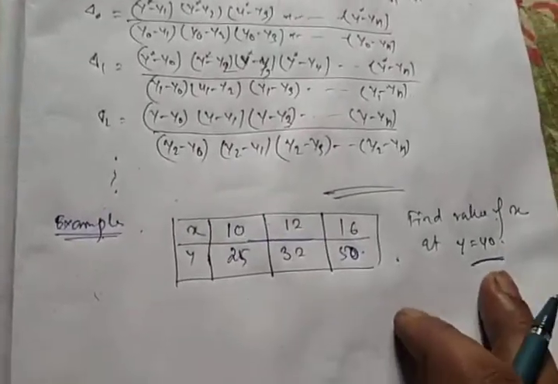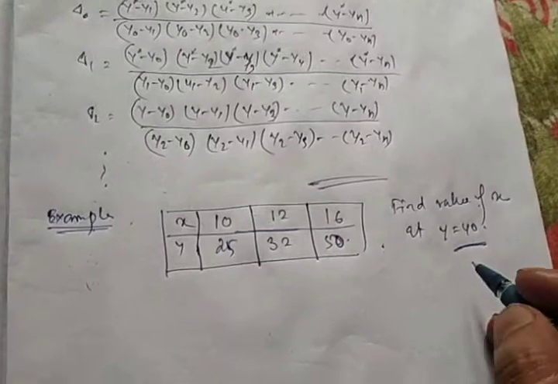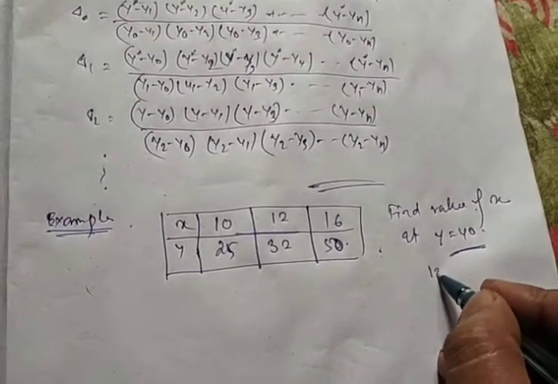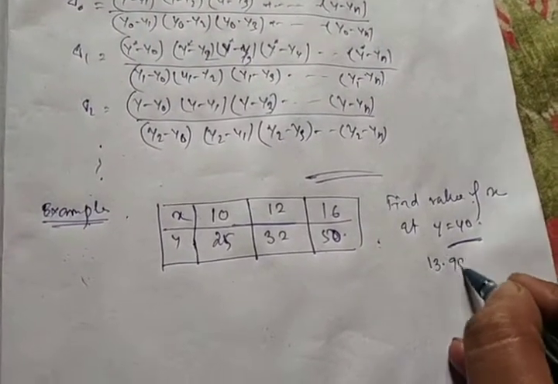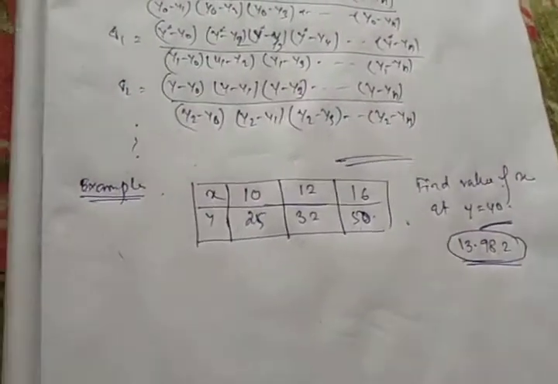Okay, try it at home. Required value will be 13.982. Okay, try it.